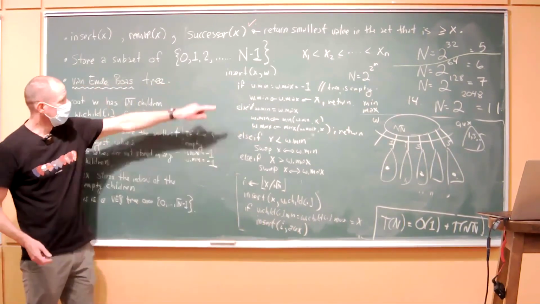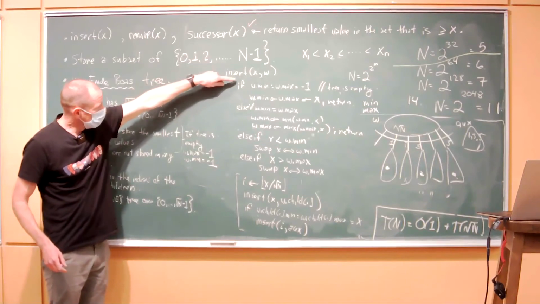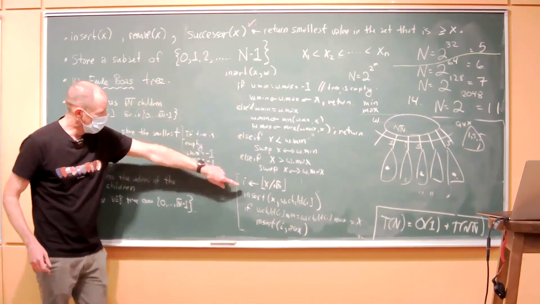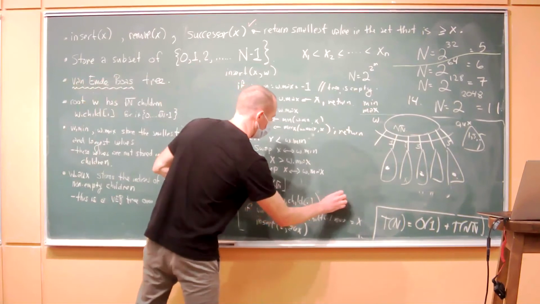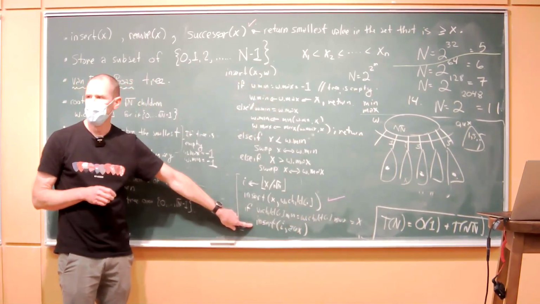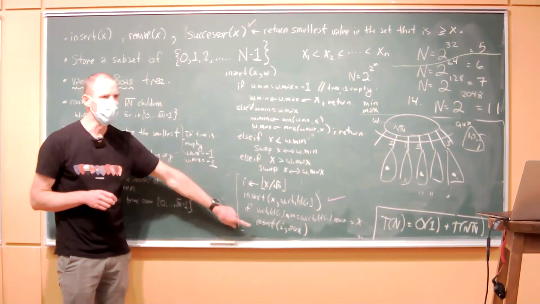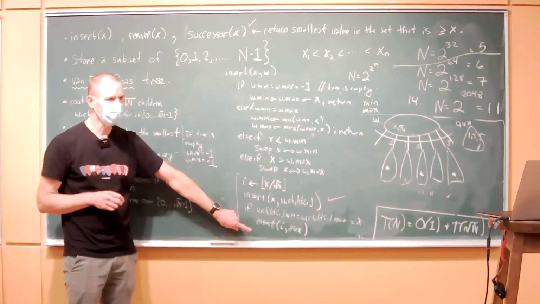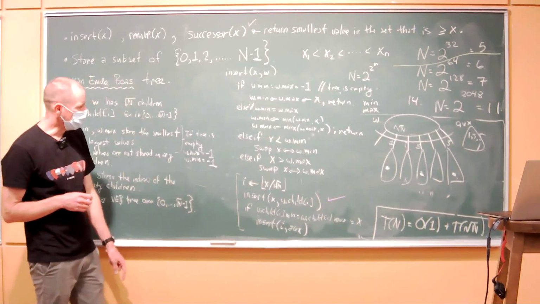Okay, so let's analyze it. Constant time, constant time, constant time, constant time. Recursive call. And then a possible recursive call. That looks bad. Two recursive calls, we're not supposed to do that. But let's think about it for a second.